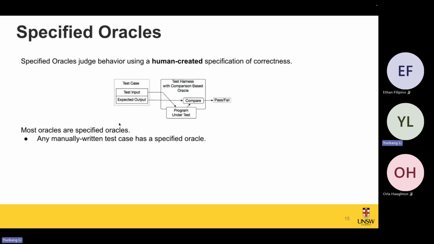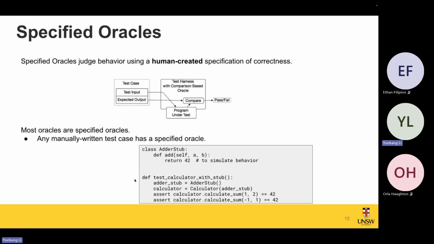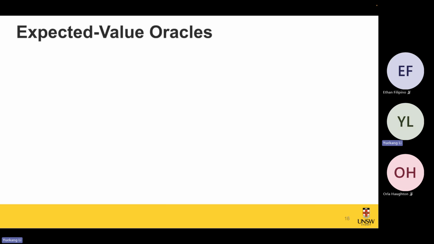Most of the manually written test cases we have seen so far have a specified oracle. For example, here in this unit test, the asserts are actually the specified oracles. We specify the expected value here. It's not coming out of nowhere automatically, right? It's actually calculated by the developer. So it's specified by the developer, and it's known as a specified oracle. Most of the oracles we have seen here are specified ones.